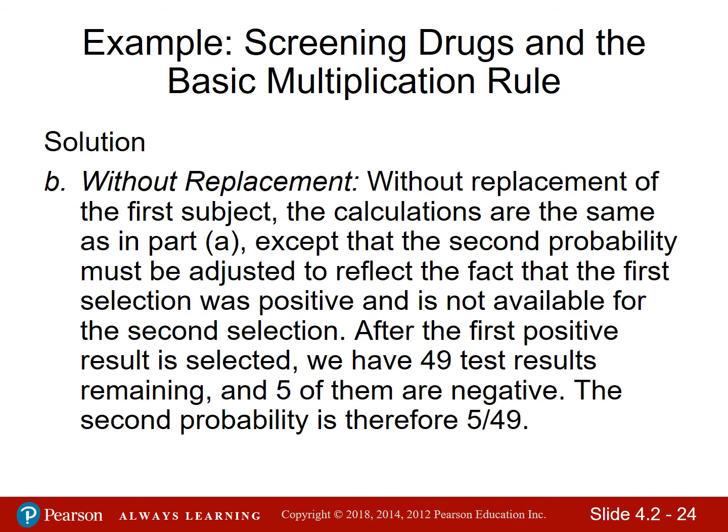Now, without replacement of the first subject, the calculations are the same as in part A, except that the second probability must be adjusted to reflect the fact that the first selection was positive and is not available for the second selection. After you pull one test, you have 49 test results, and 5 of them are negative. So the second probability is 5 out of 49, because you did not replace the first subject you pulled.